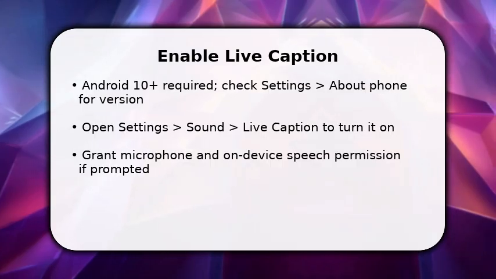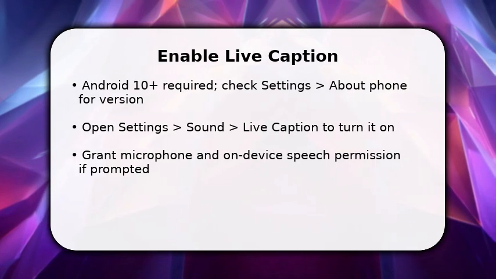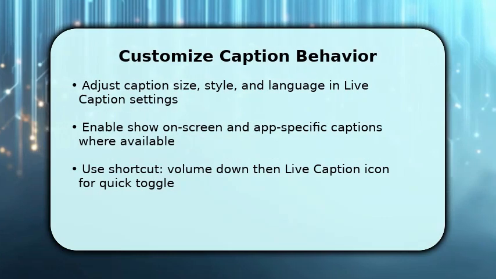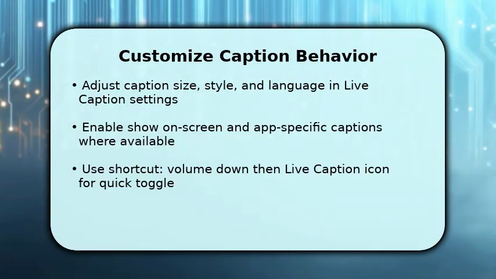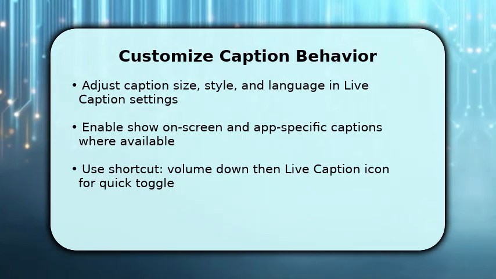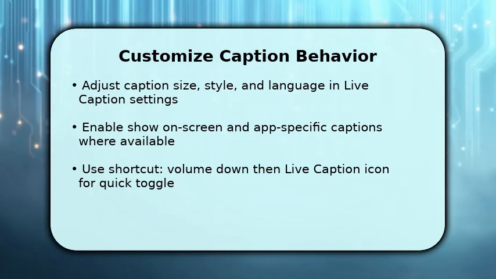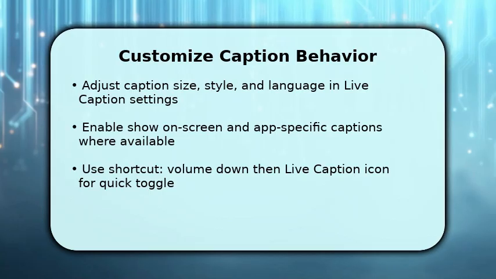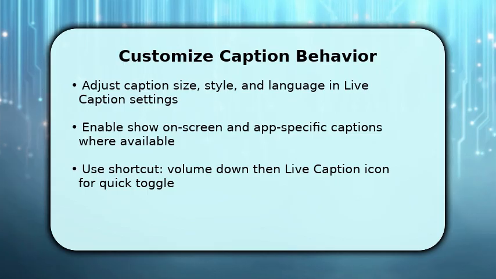Make sure to allow microphone access only when asked and move to the next step to customize behavior per app and language. Now you'll tune live caption for clarity and comfort. Open the live caption settings to change text size, style, and the language model. Larger text or high contrast style helps noisy environments. Next, enable app-specific captions so apps that support captions get prioritized. Some apps route audio differently, so this improves accuracy.